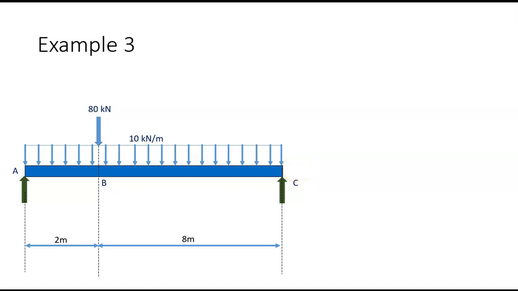Right, in this example, we have a simply supported beam that has a uniform distributed load and a point load of 80 kilonewtons. And we need to work out the shear force and bending moments.